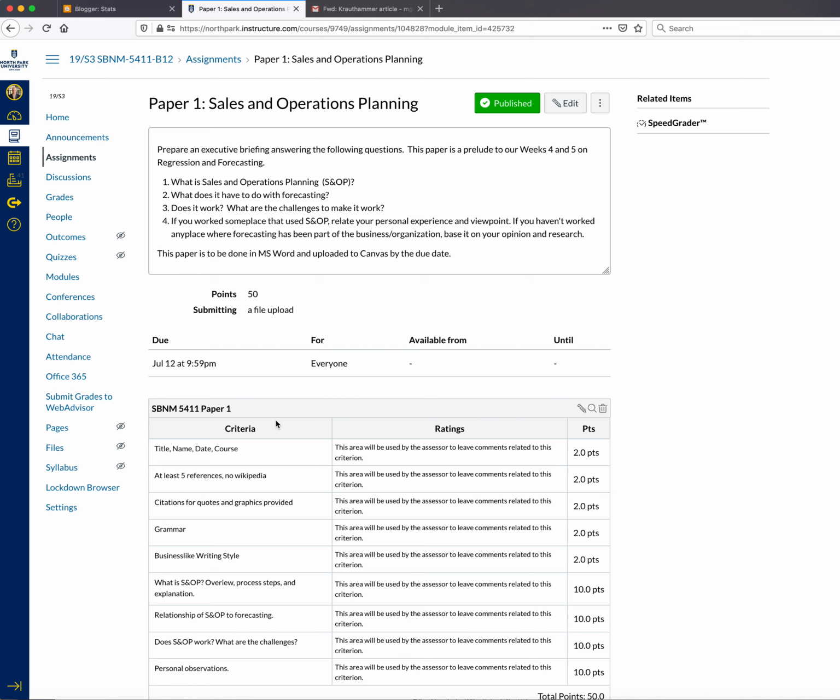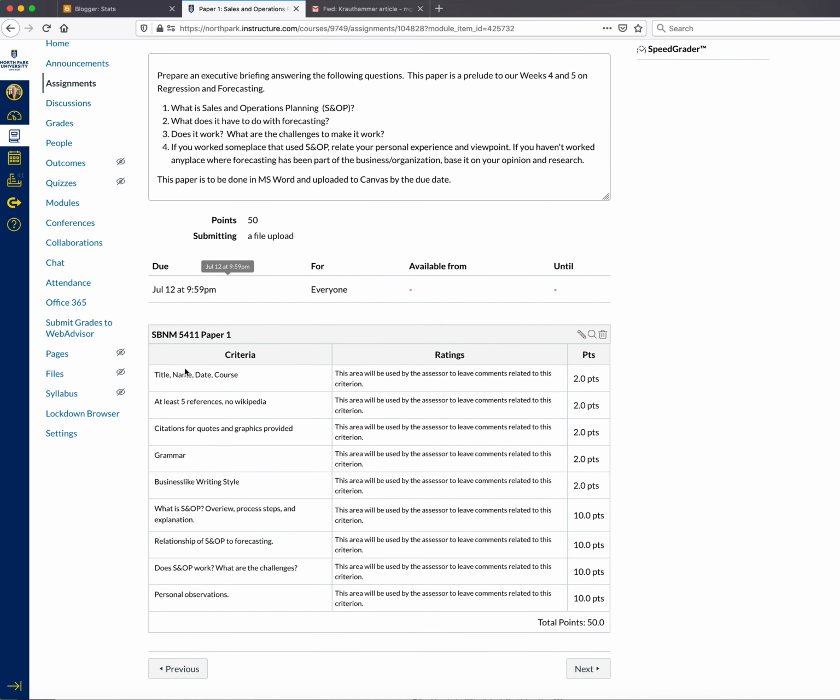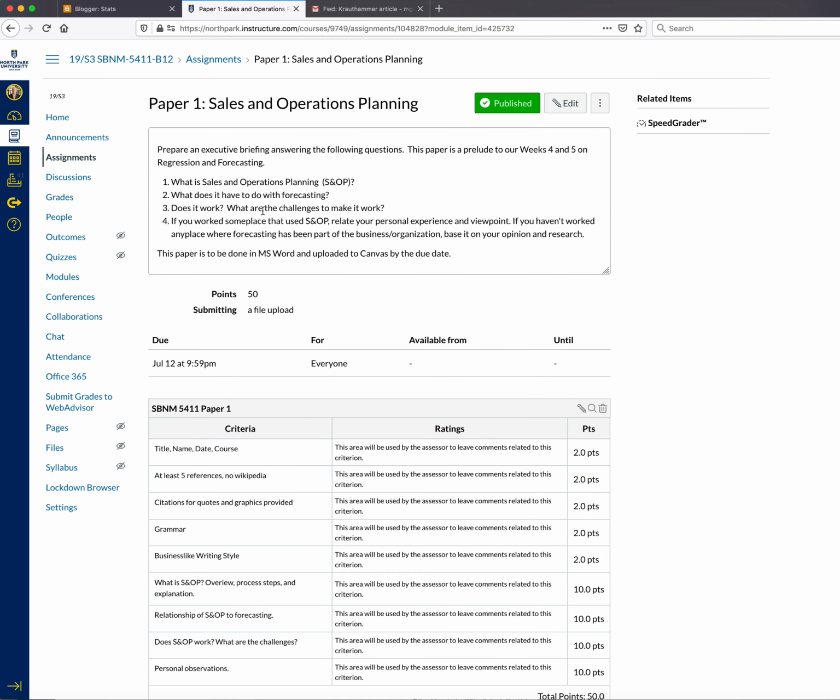What is sales and operations planning? What does it have to do with forecasting? Does it work? What are the challenges to make it work? If you work someplace that uses S&OP, relate your personal experience and viewpoint. If you haven't worked any place where forecasting has been a part of the business or organization, base it on your opinion and research. The paper is due in MS Word and uploaded here by the due date, which is July 12th. Here's the rubric for that. And notice that the rubric kind of follows these points.